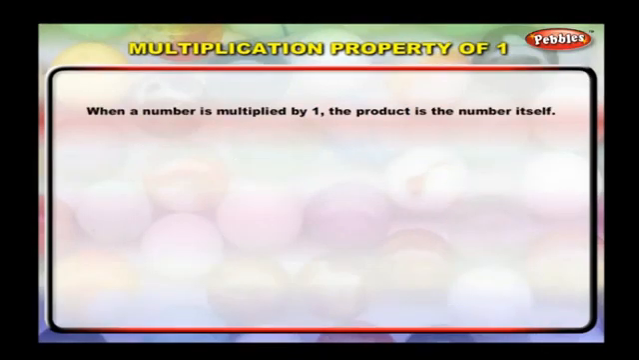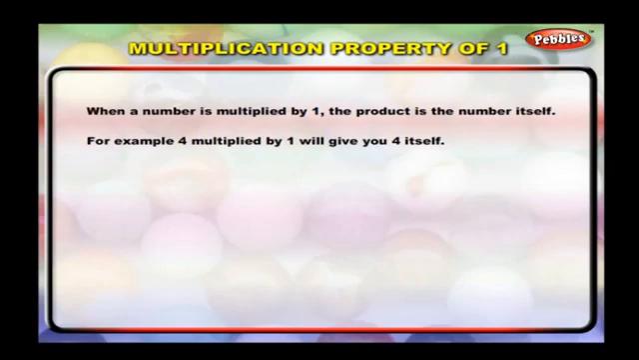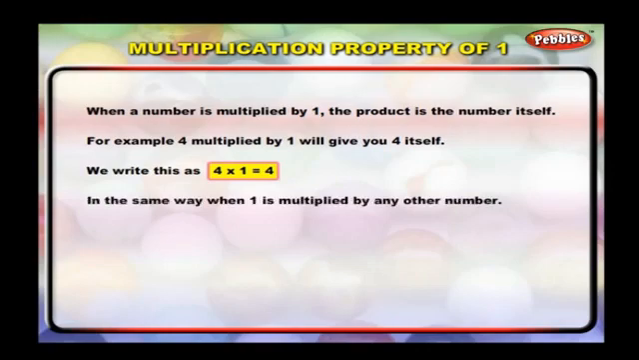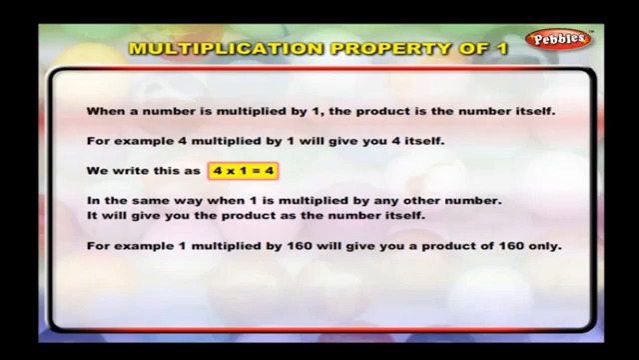When a number is multiplied by 1, the product is the number itself. For example, 4 multiplied by 1 will give you 4 itself. We write this as 4 into 1 is equal to 4. In the same way, when 1 is multiplied by any other number, it will give you the product as the number itself. For example, 1 multiplied by 160 will give you a product of 160 only. We write this as 1 into 160, which is equal to 160.